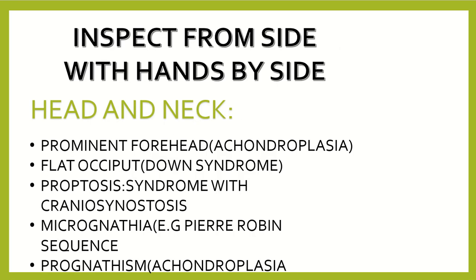Then inspect from the side with hands of the child by the side. First, have a look at the head and neck. If there is any prominent forehead, that will be present in achondroplasia. If there is flat occiput, that will be present in Down syndrome. If there is proptosis, then that will be present in syndromes and craniosynostosis. Micrognathia, that will be present in Pierre-Robin sequence. Prognathism, that will be present in achondroplasia.